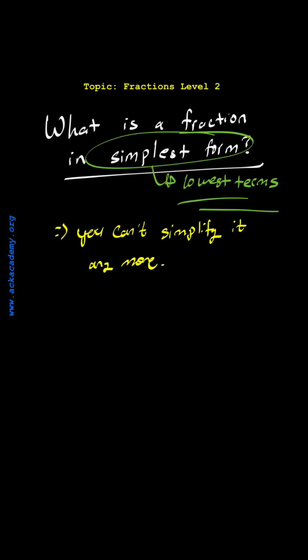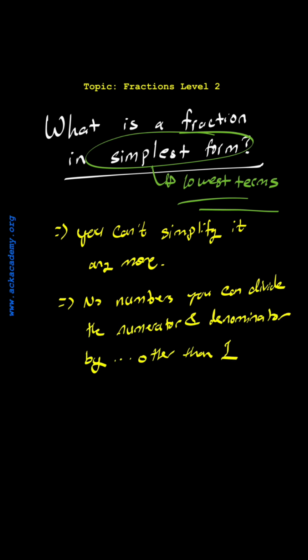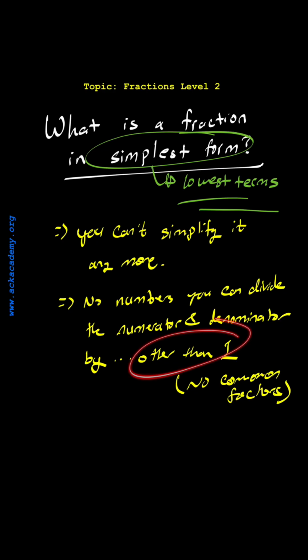What do you mean you can't simplify it anymore? That means there are no numbers you can divide the numerator and denominator by other than 1. Okay, so they don't have any common factors. No common factors other than 1. If that's the case, that means it is in its simplest form.